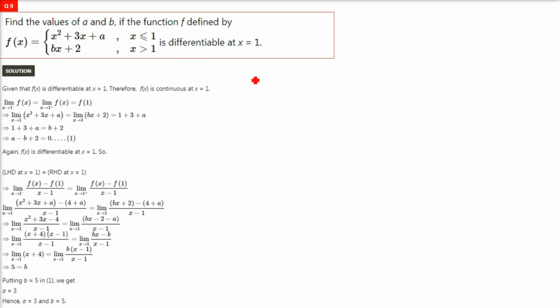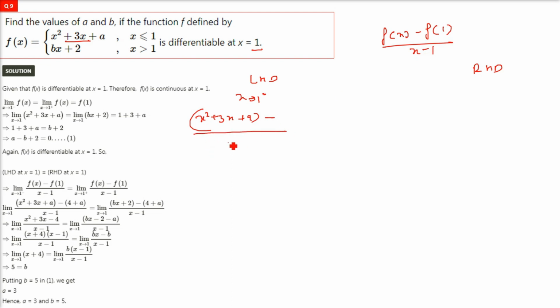In order to get the differentiability, left hand derivative and right hand derivative, that is what we are going to find out. And the formula remains the same, f(x) minus f(c). C is 1 here, that is the constant at which we have to check the differentiability. So I'm writing directly f(1) divided by x minus c, that is x minus 1. So left hand derivative, x tends to 1 minus, and then this is x square plus 3x plus a. This function you have to use because you are on the left of 1, and minus f(1). I'll just tell you what f(1) is.